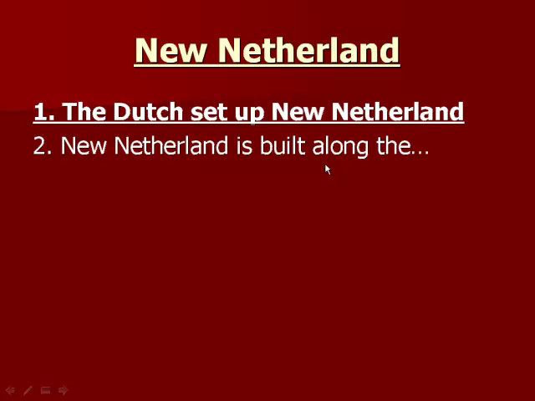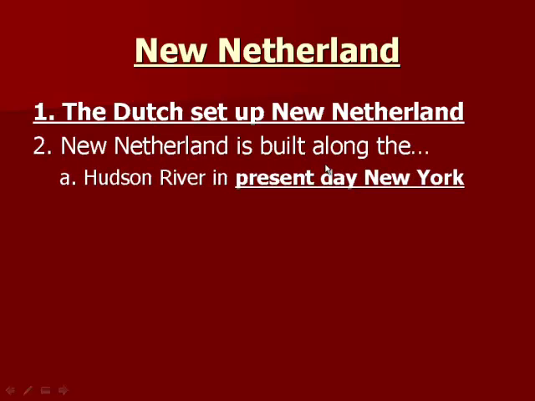Now, New Netherland is not a state, and we've talked about how these first 13 colonies all become states. So what we will see is New Netherland being taken over by the English and them changing the name. So the Dutch set up New Netherland originally, and New Netherland is built along the Hudson River in present-day New York. So we're going to get to eventually see how the English kind of take over and it becomes New York. But we have to start by learning the story of New Netherland.